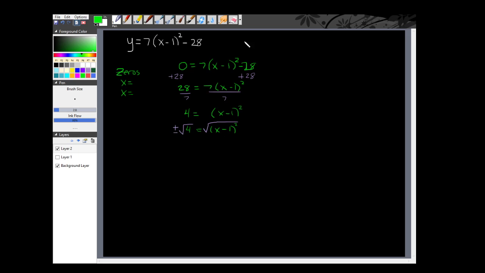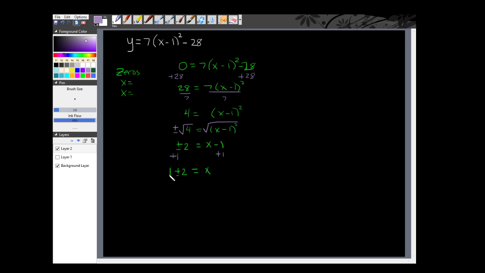Otherwise, you'll cut off one of your answers. You'll only get one. So the square root of 4 is 2, so this side is plus or minus 2. Here, the square and the square root cancel out, leaving you with x minus 1. And then I'm going to add 1 to each side to isolate x. So right now my expression says 1 plus or minus 2 is equal to x.